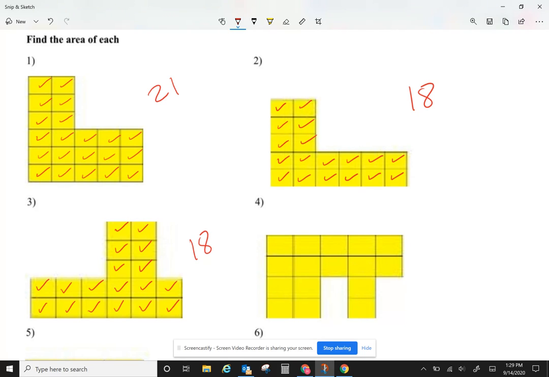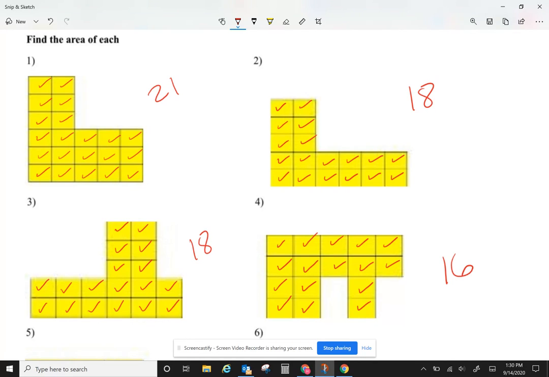They don't look the same. The shapes are different, but they have the same amount of squares. Once again, area is how many squares are in there. Looking at question number four, I have 1, 2, 3, 4, 5, 6, 7, 8, 9, 10, 11, 12, 13, 14, 15, and 16. The area for number four is 16. All I'm asking is how many squares are in there?